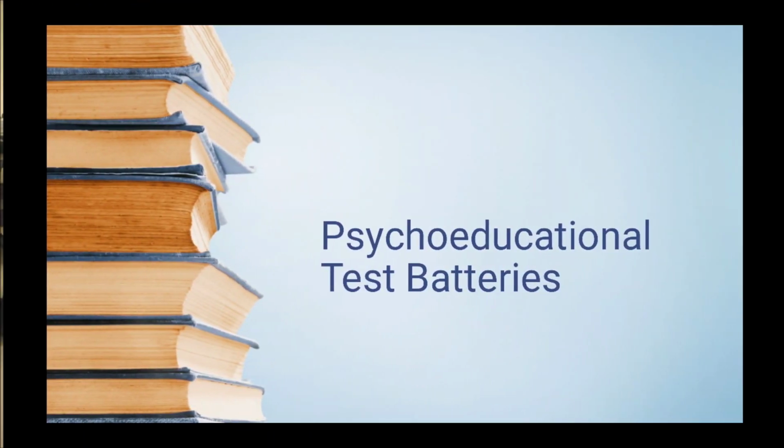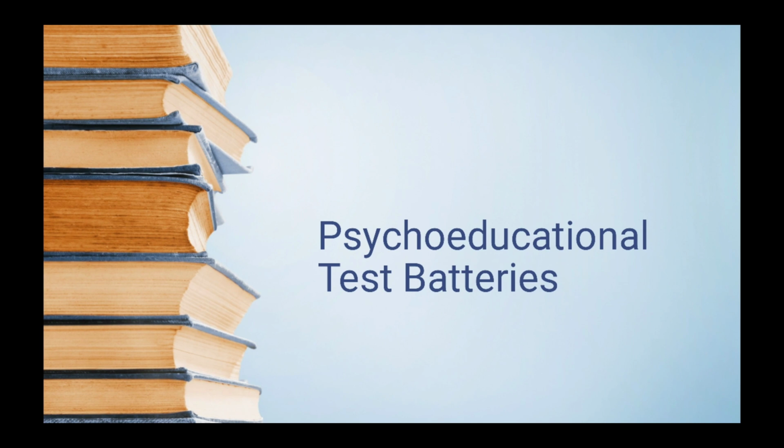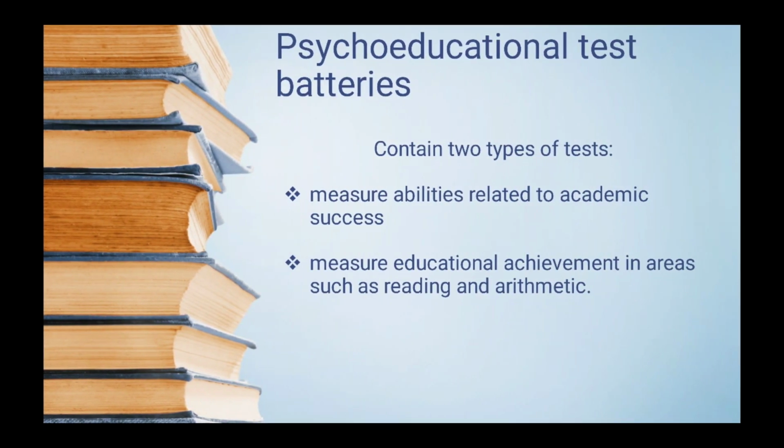I am the last reporter for Chapter 10, and my topic will be the psychoeducational test battery. This assessment is used in educational settings. Psychoeducational test batteries contain two types of tests. First is measuring abilities related to academic success. Second is measuring educational achievement in areas such as reading and arithmetic.